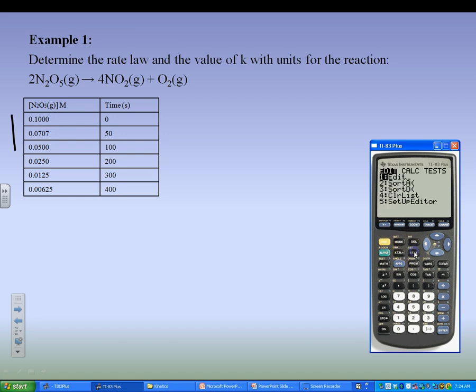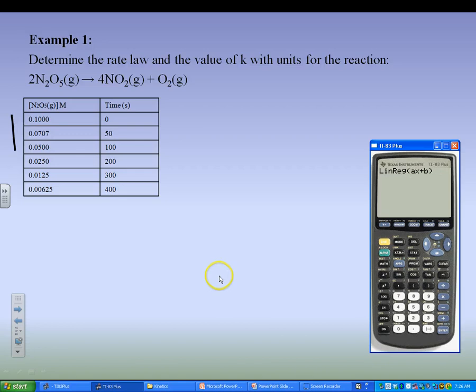Stat calc, so I'm going to push stat. Go to the calc. I'm going to scroll down until I see linear regression. Hit enter. And so now I got to tell it what correlation I want it to make. So for the first one, I'm going to do L1, comma, L2, and see what I get. All right, so here's our equation, y equals ax plus b. You want to look at the r value.